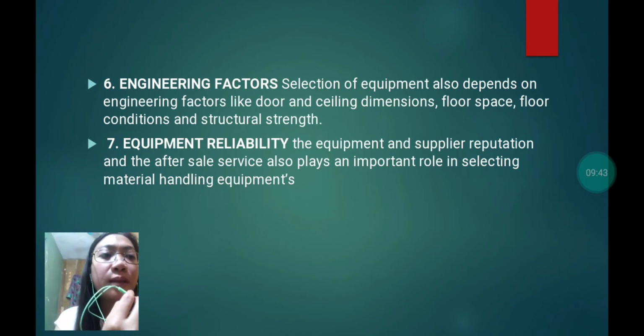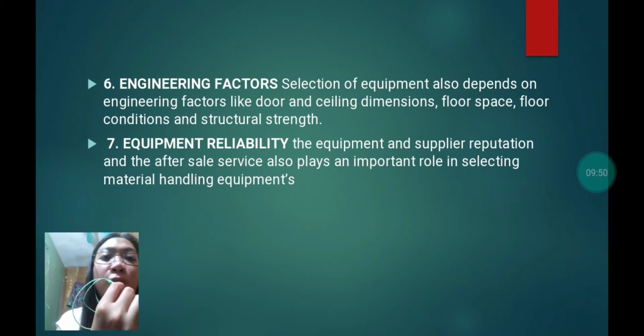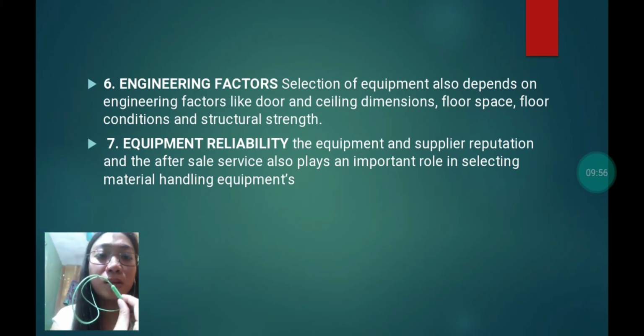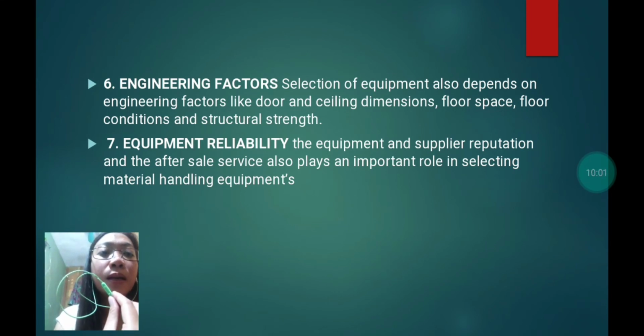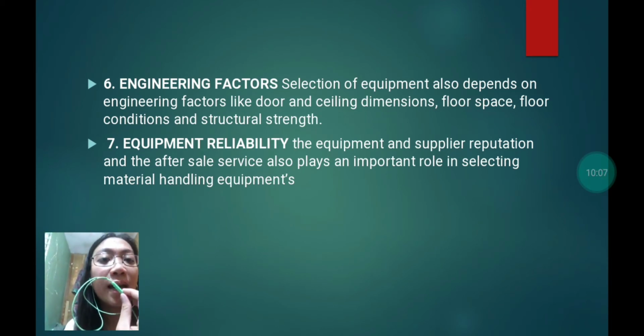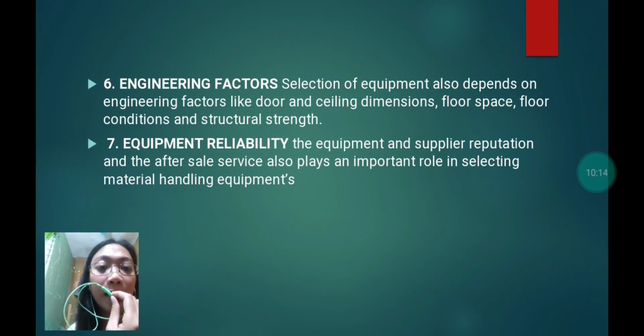We have number 6, engineering factors. Selection of equipment also depends on engineering factors like door and ceiling dimensions, floor space, floor conditions, and structural strength. So I don't need to elaborate on it more to all of you since it is very easy to understand. And number 7, we have equipment reliability. I'm sorry, the equipment and supplier reputation and the after-sales service also play an important role in selecting material handling equipments.